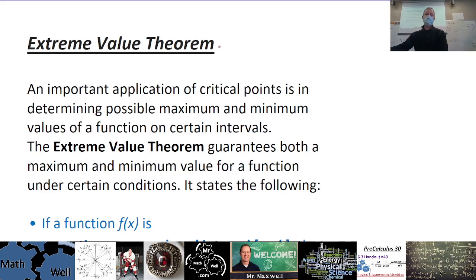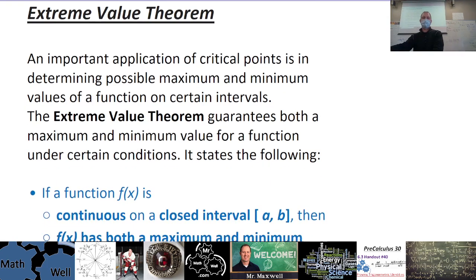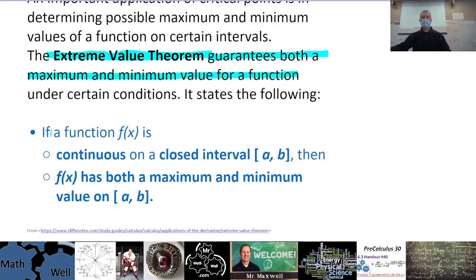So again, the extreme value theorem is an application of critical points where certain conditions are met, and one of those conditions would be that it's a continuous function. So the extreme value theorem guarantees, and here's the important part if you're writing this down, both a maximum and a minimum value for a function if the function is continuous on a closed interval, AB.